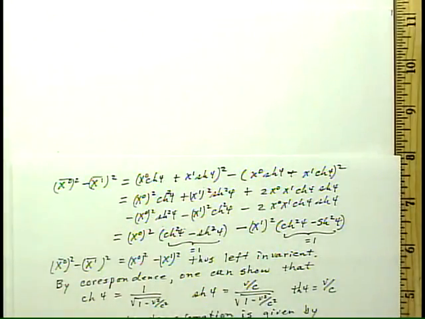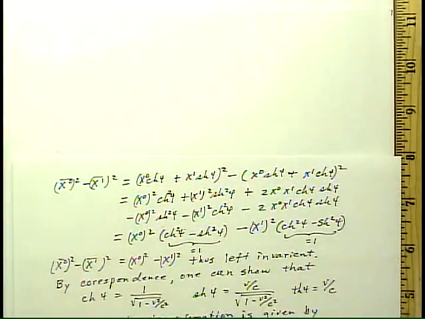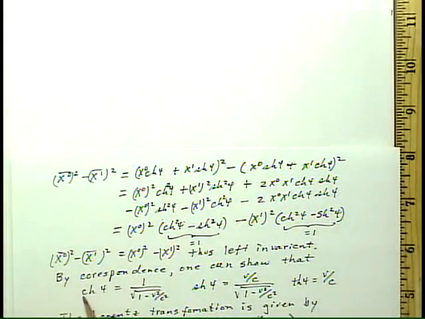Now, I haven't actually proved that this is the form. I proved that this form works. But one can convince oneself with some work that this is the only form that works. And in fact, one can furthermore show that the hyperbolic cosine of the angle can be written as 1 over the square root of 1 minus v squared over c squared, the hyperbolic sine as v over c over the square root, and the hyperbolic tangent is v over c.